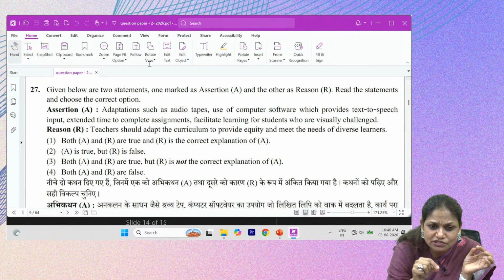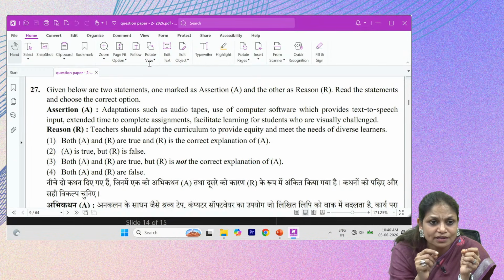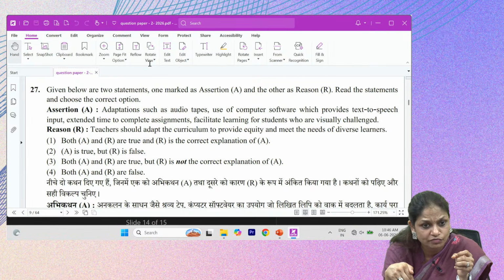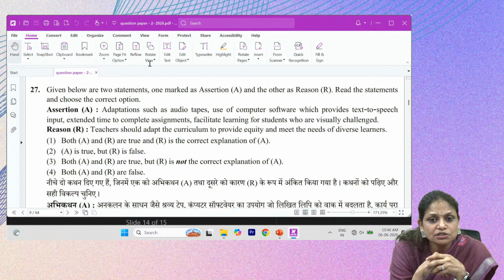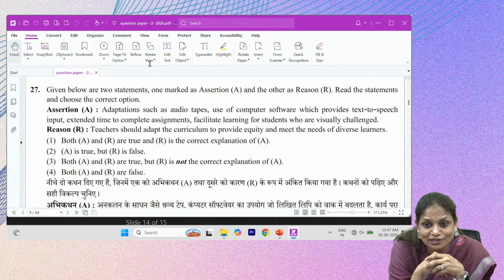And for this, it is always a good tip to keep a paper with you, and then accordingly you will see whether this statement is true or this statement is false. So let's now go through this assertion A. Adaptations such as audio tapes, use of computer software which provide text to speech input, extended time to complete assignment, facilitate students who are visually challenged. Now see, here the visually challenged word is there.